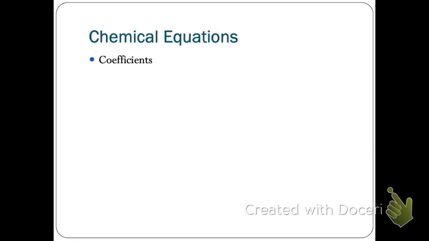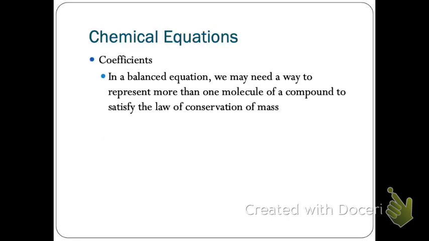So let's look at our next one. We're going to talk about coefficients. We need a way to represent more than one molecule of a compound to satisfy the law of conservation of mass, okay? So if I see 2H2O, that means I have 2 water molecules. So how many hydrogen atoms would I have in this formula right here? If I have 2 water molecules, how many hydrogens do I have?